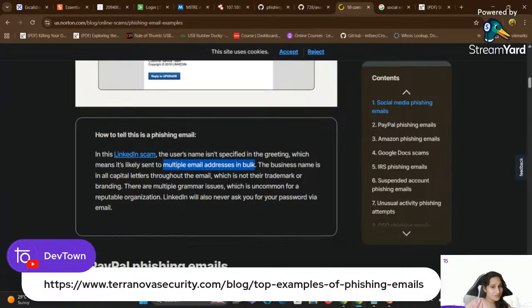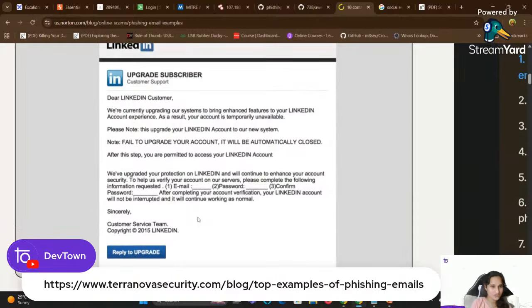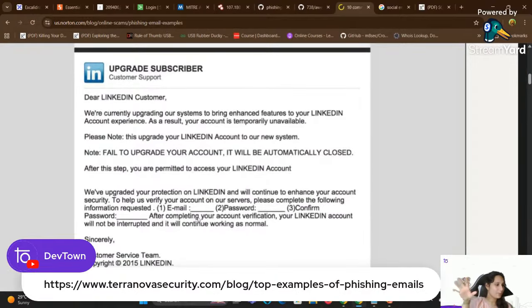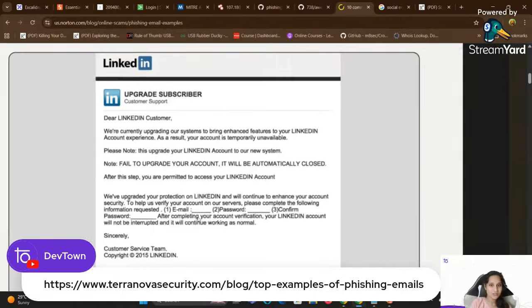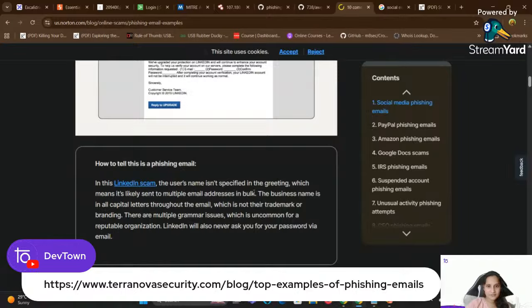And there are multiple grammar issues as well, and also LinkedIn does not use such a format of capital letters. So this shows a lot of red flags, guys. Here you can see the business name is in all capital letters throughout the email, which is not their trademark. LinkedIn doesn't use all capital words or capital letters. So that's also the biggest red flag.